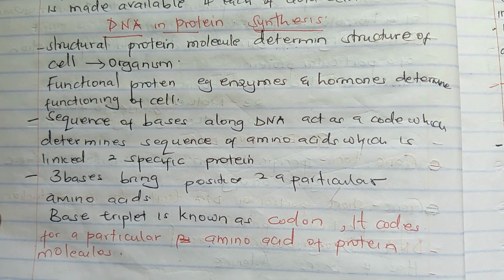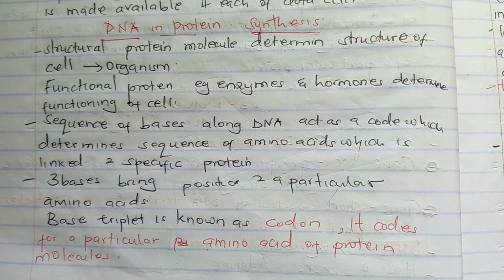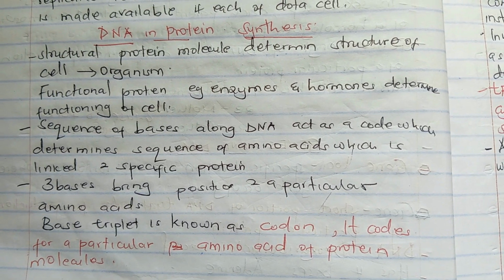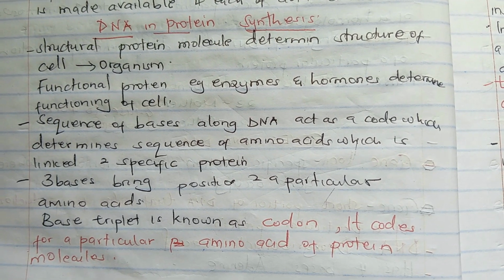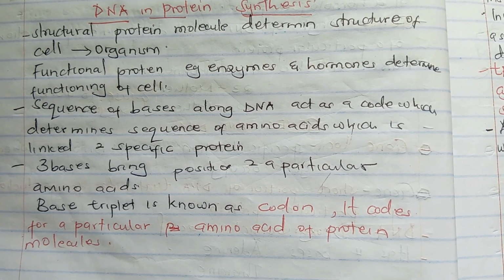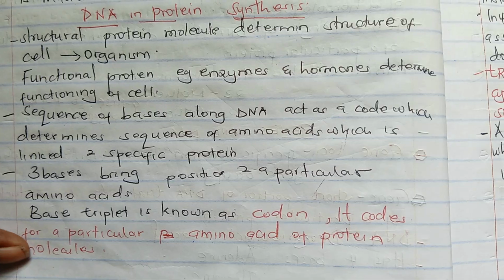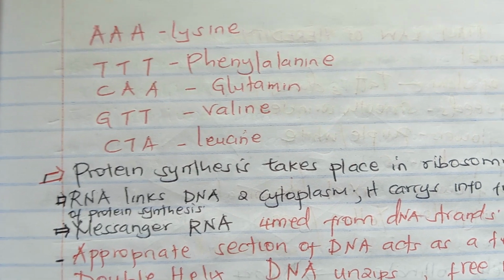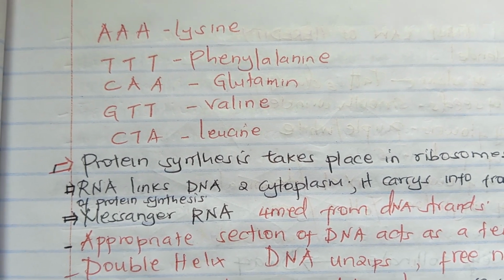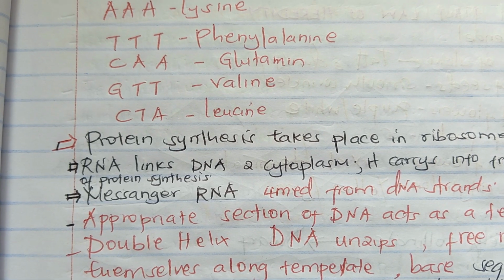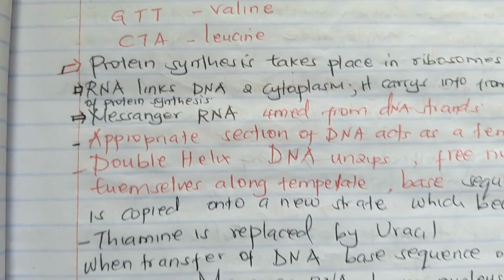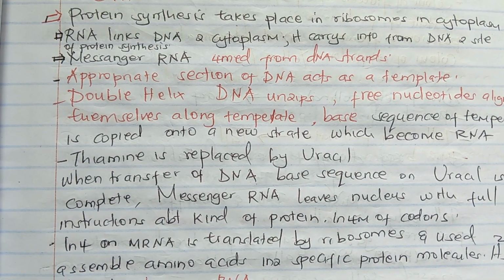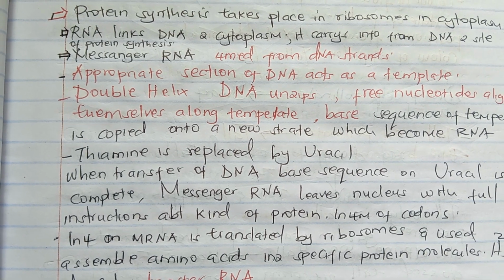the body. So the sequence of bases along the DNA acts as a code which determines the sequence of amino acids. The code normally has 3 bases that follow each other, forming a codon, and normally it codes for production of a particular protein. For example, AAA codes for lysine amino acid, TTT for phenylalanine, CAA for glutamine, GTT for valine, and CTA for leucine. So protein synthesis takes place in the ribosomes, in the cytoplasm, and the RNA acts as a link.